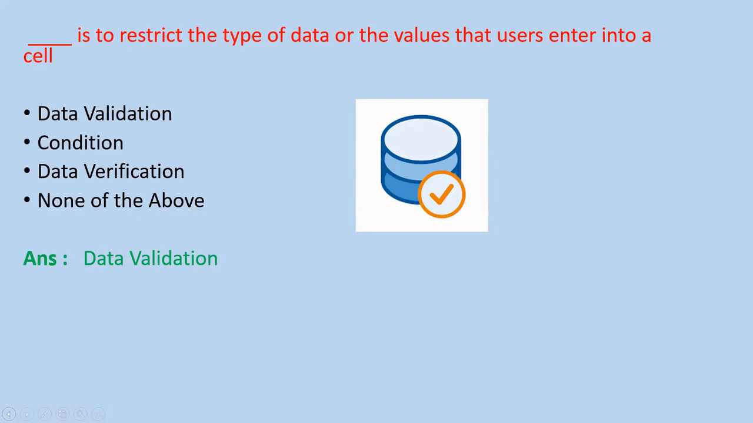Verification happens after the data is entered, we can verify whether it was properly entered or not. But validation is before entering the data, you're putting a condition. When you're typing the data, because a condition is applied, the color changes immediately. So data validation is to restrict the type of data or the value that the user enters into the cell. A condition is wrong, verification is also wrong.